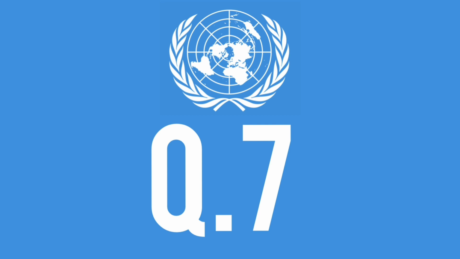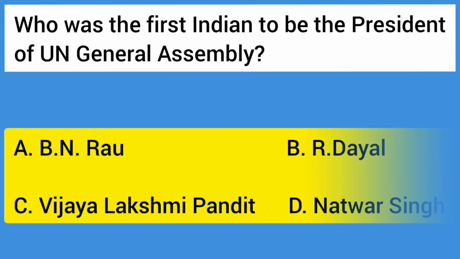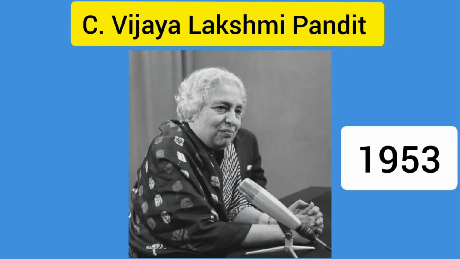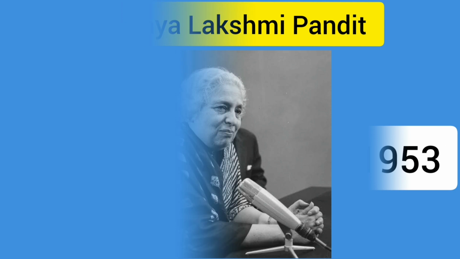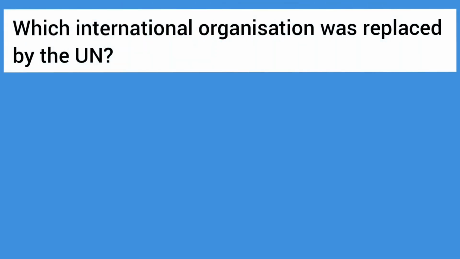Question 7. Who was the first Indian to be the President of UN General Assembly? A. B.N. Rao, B. R. Dayal, C. Vijayalakshmi Pandit, D. Natwar Singh. The answer is C. Vijayalakshmi Pandit in the year 1953.